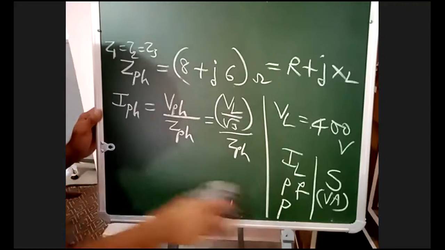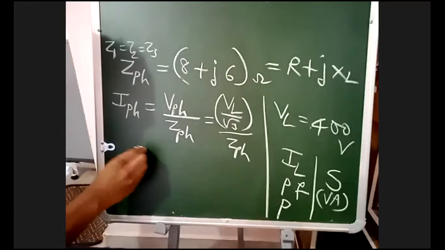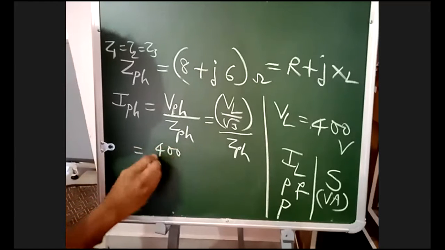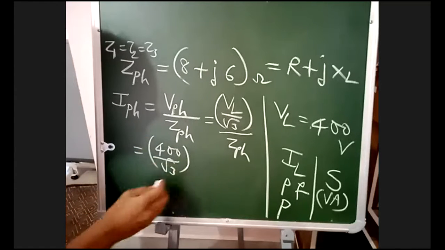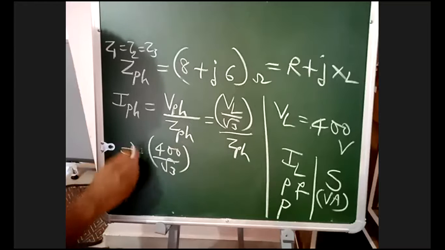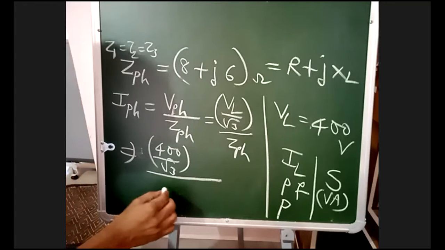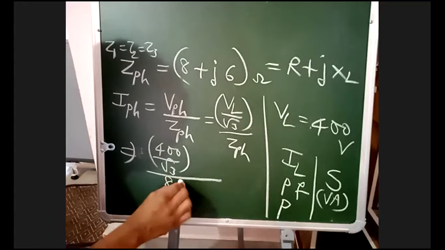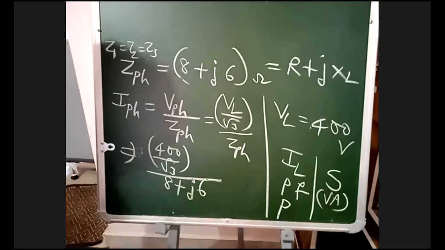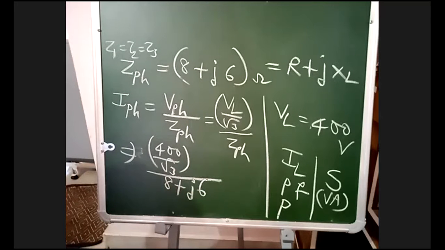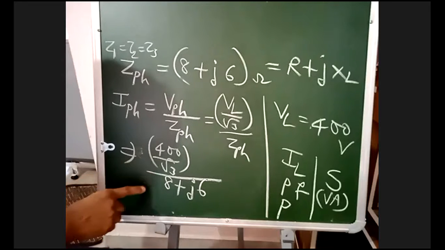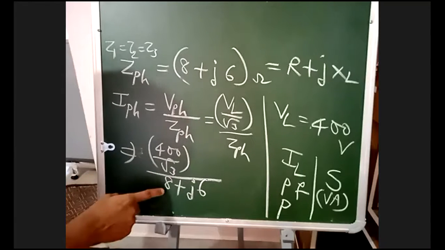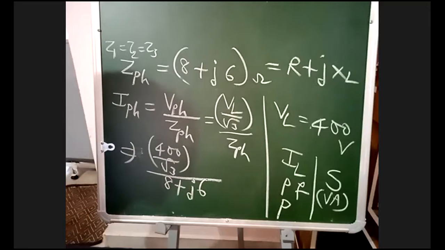Now see here, 400 by root 3 divided by Z phase. Your Z phase is 8 plus J6. In division we will take polar form, and in multiplication also we take polar form. Convert 8 plus J6 to polar form.